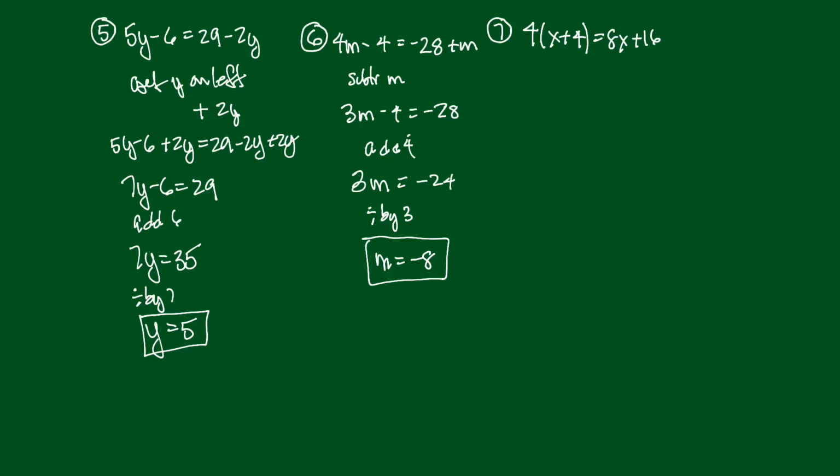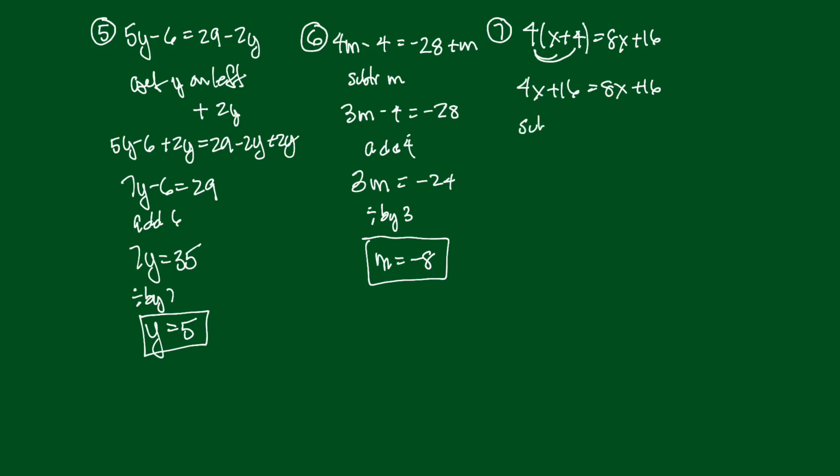Number 7, we've got x's on both sides. Well, the first thing I'm going to do here is I'm going to distribute this 4 through the x plus 4, getting 4x plus 16 equals 8x plus 16. Now I've got these x's on both sides. I've got 4 on the left, but I've got more on the right, so I'm going to get all the x's on the right. So I'm going to subtract these 4 x's.